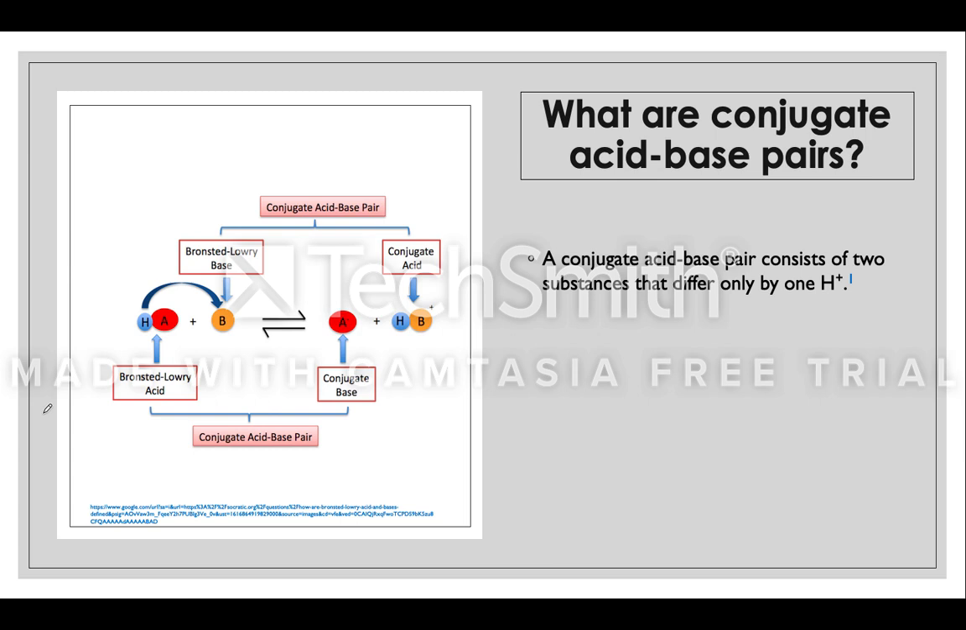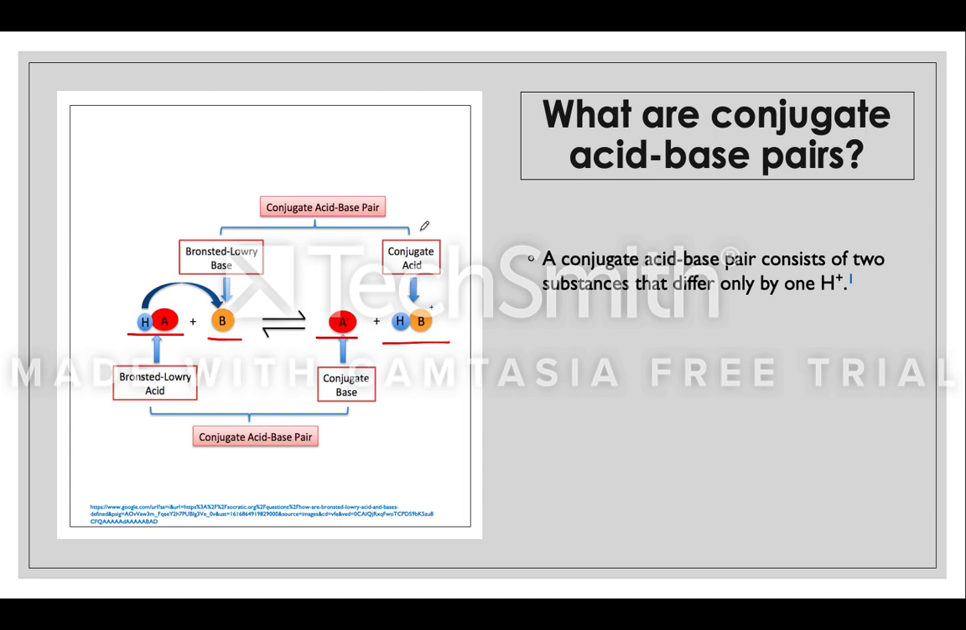A conjugate acid-base pair consists of two substances that differ only by one proton. You'll see this HA and this A, they differ by only one proton. Likewise, this B differs from this HB by only one proton. The A doesn't really mean anything. It doesn't mean that it's an element. There's no A element because it doesn't matter. It just matters that there's a proton here, no proton here. Likewise with the B, B is an element, but it's not boron. What matters is that this B doesn't have an H to it, and this one does. So HA and A are conjugate acid-base pairs, and B and HB are conjugate acid-base pairs.